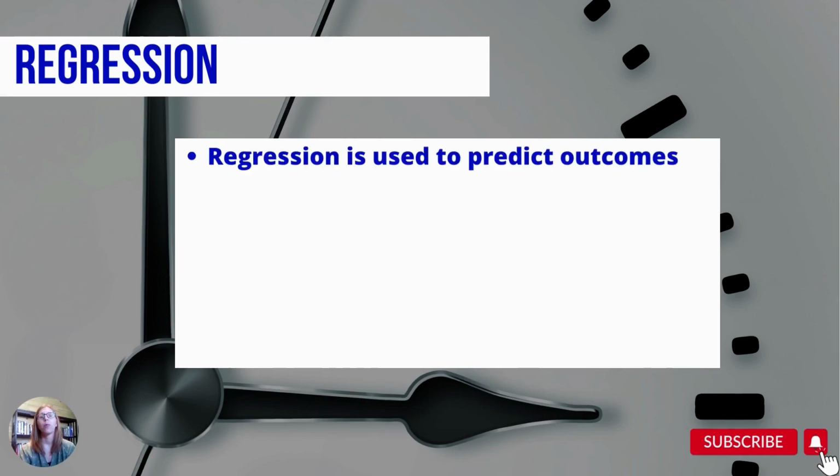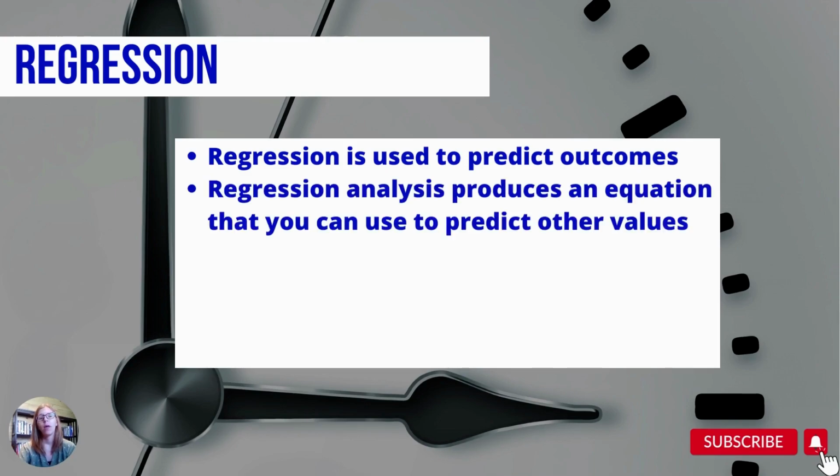Regression is used for prediction. So if you want to be able to predict a certain outcome, then a regression can be a really helpful tool. A regression analysis produces an equation that you could then use to predict other values.